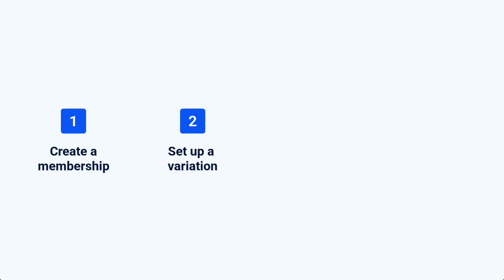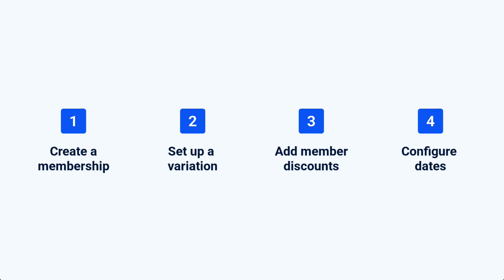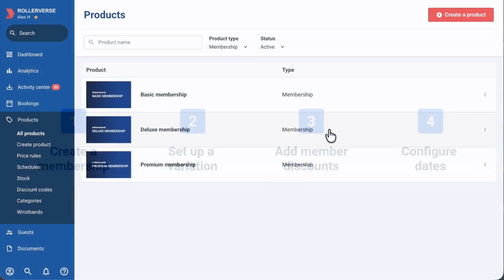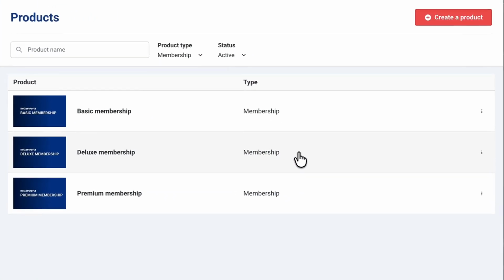You've now learned how to create a membership product, set up a variation, add member discounts, and configure sales and redemption dates. These steps are the foundation for building strategic and valuable membership offers in Venue Manager.